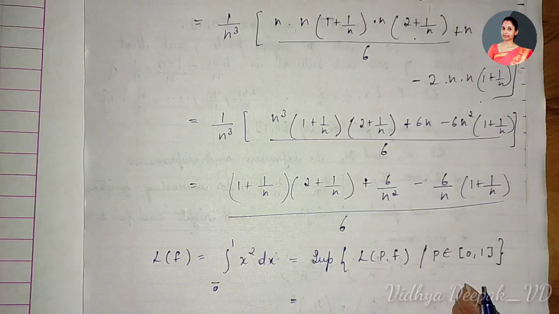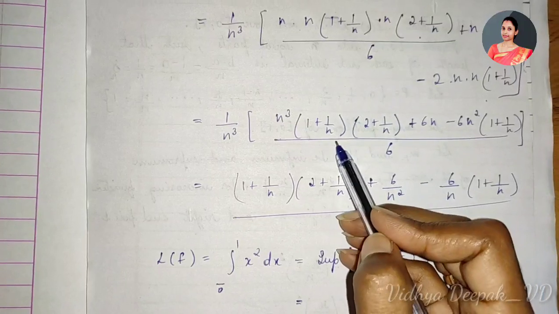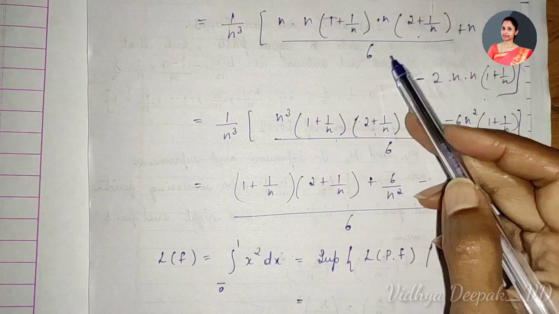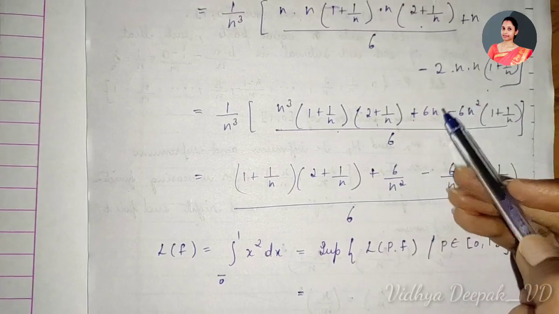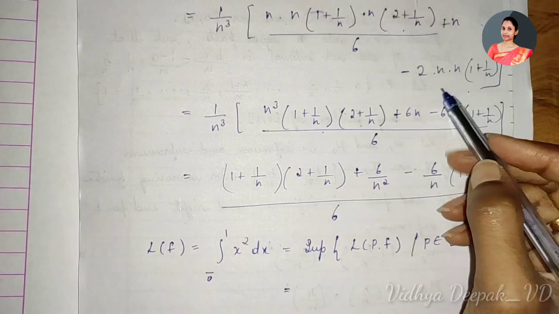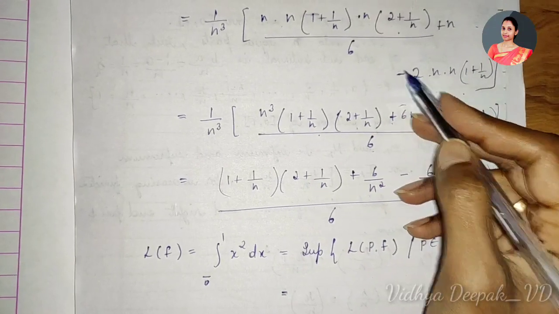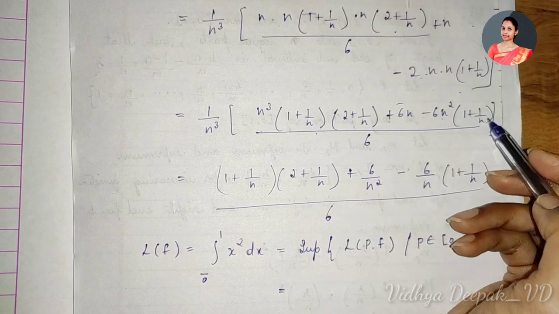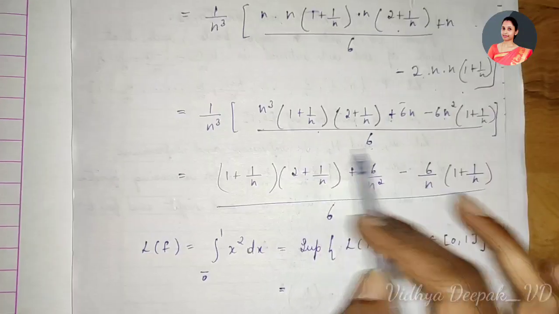Now this is equal to, multiplying all these n's together, n cube into 1 plus 1 by n into 2 plus 1 by n, plus we are having 6n. Take the LCM for these two also. We are having denominator 6 here, so 6n divided by 6. Minus, again I'll take the LCM, this becomes 3 twos are 6, n square into 1 plus 1 by n whole divided by 6. That is, take the LCM, multiply everything, n's together, and we get this step.